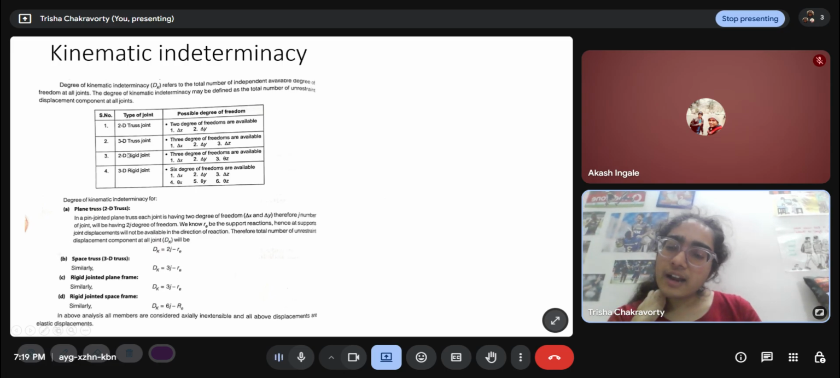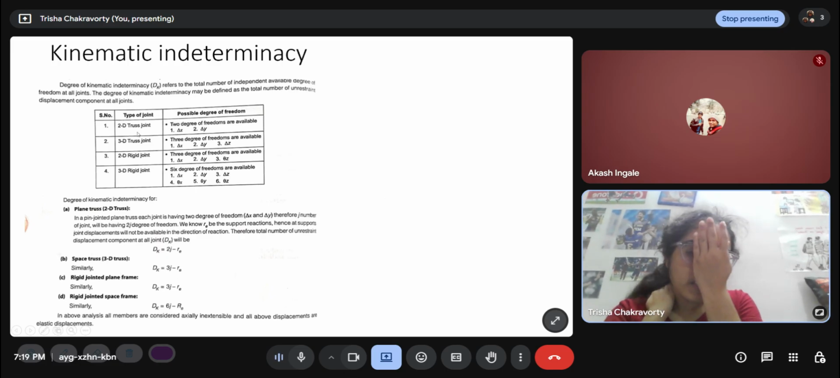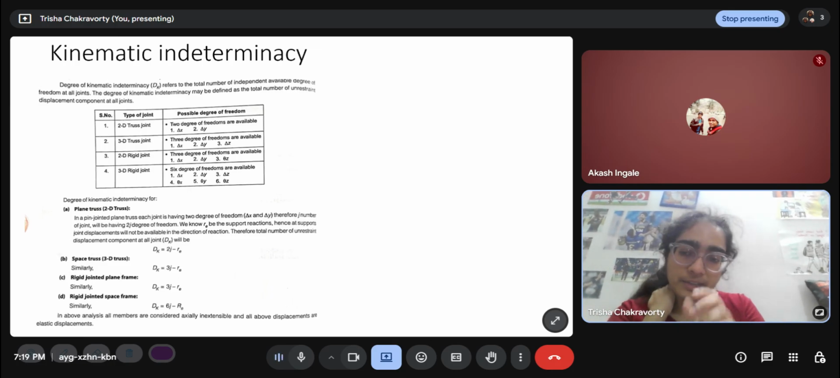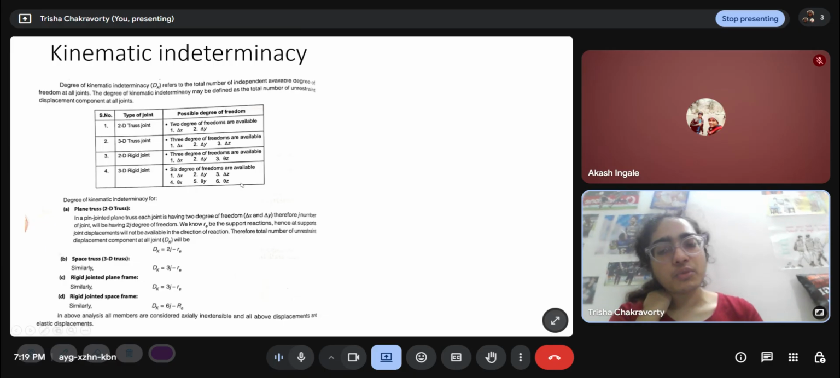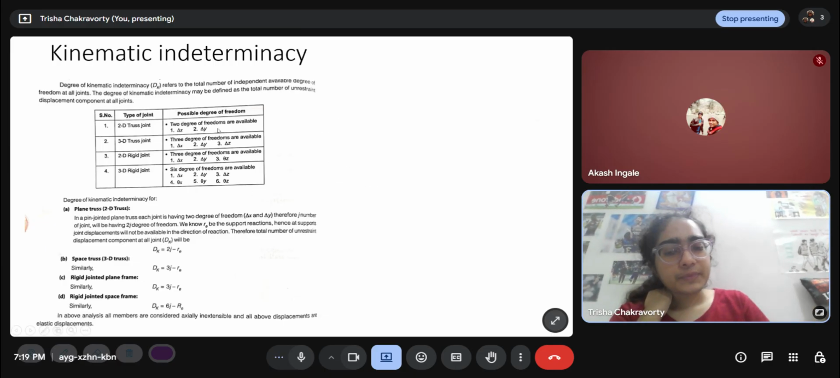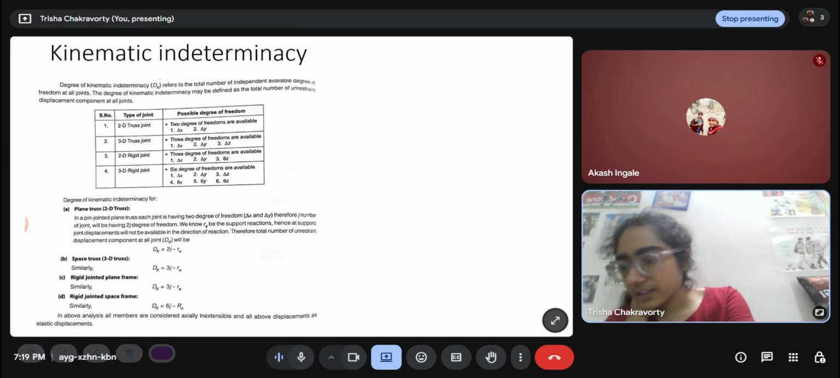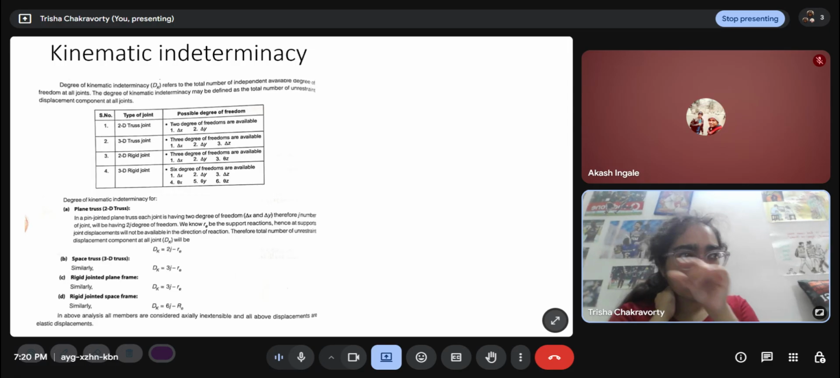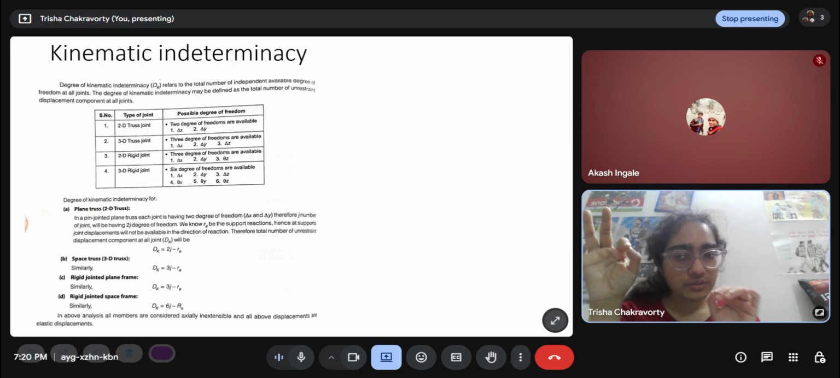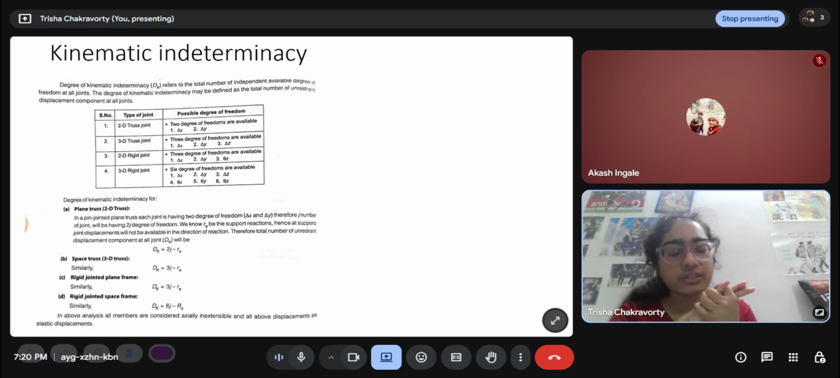So now consider every joint in a 2D truss. There are 2 independent degrees of freedom: displacement in the x direction and displacement in the y direction. Why are we not considering moment here, like a slope or a rotation? Because every member in a truss is a two-force member, and all the nodes are basically pinned, so rotation is not in consideration there. Similarly, a 3D truss joint has 3 degrees of freedom: displacement in the x direction, displacement in the y direction, and displacement in the z direction.